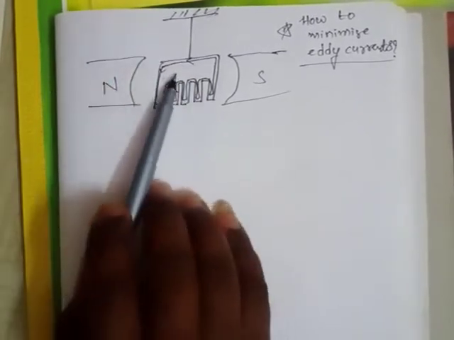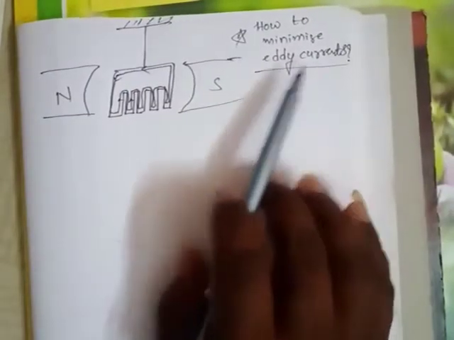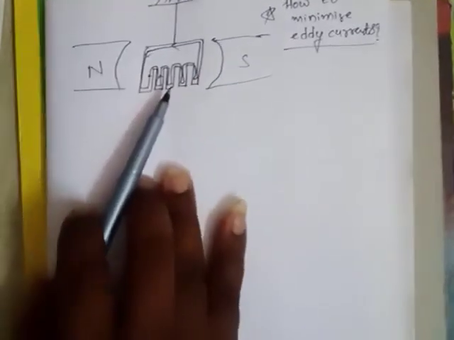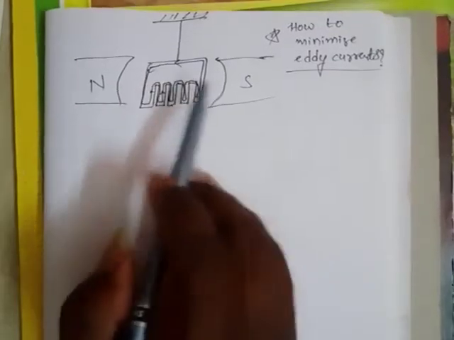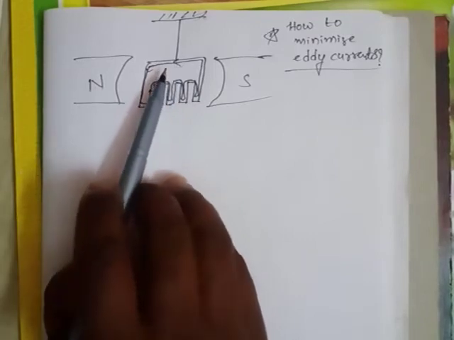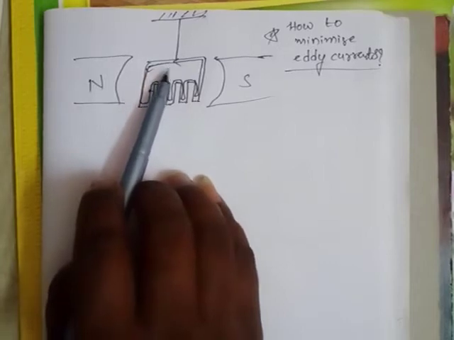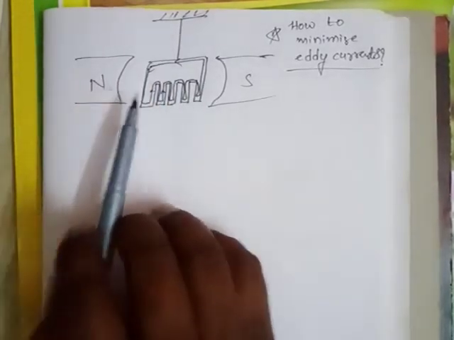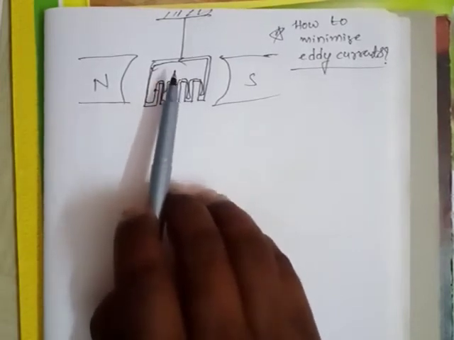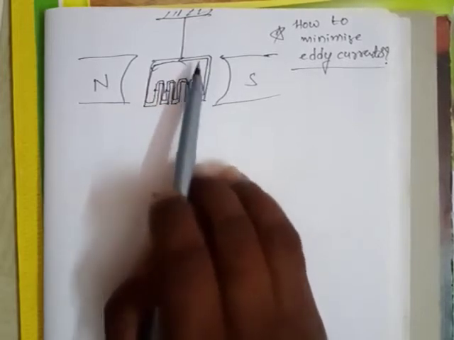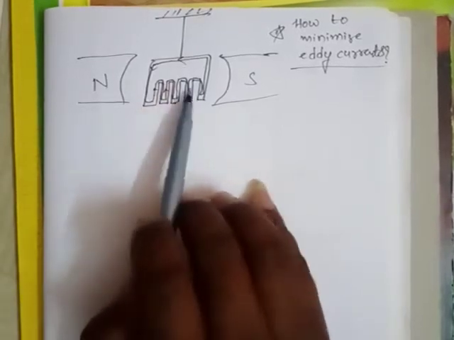To reduce that damping effect, what should we do? One more question: how to minimize the eddy currents? This is one method to minimize eddy currents. Instead of taking the full metallic plate as we observed in the previous case, now we have taken a metallic plate having narrow slots, and again it is suspended between the poles of a strong magnet. When this metallic plate is made to oscillate, it is found that it oscillates more freely than in the previous case because of these narrow slots.